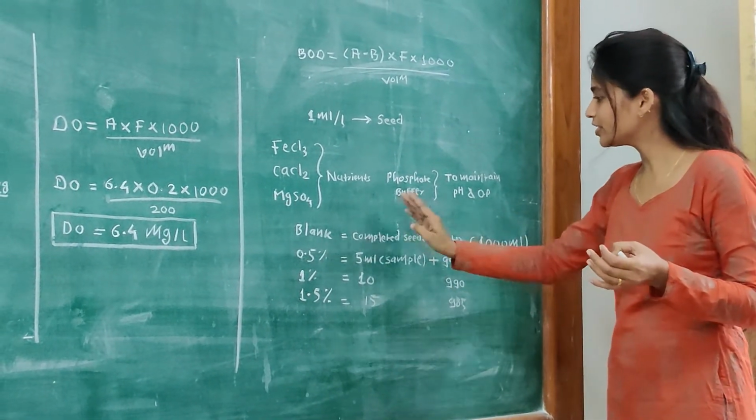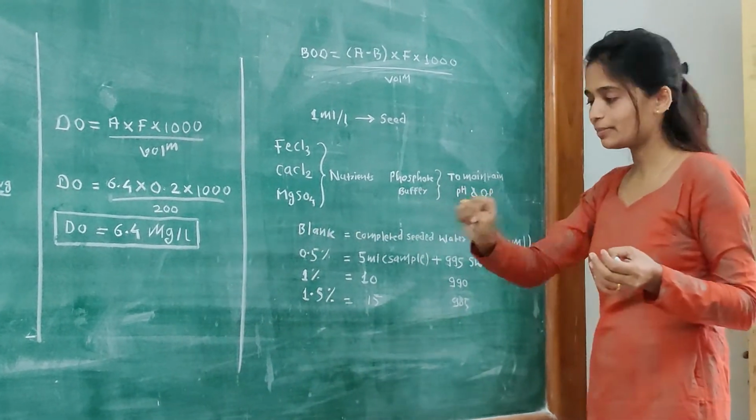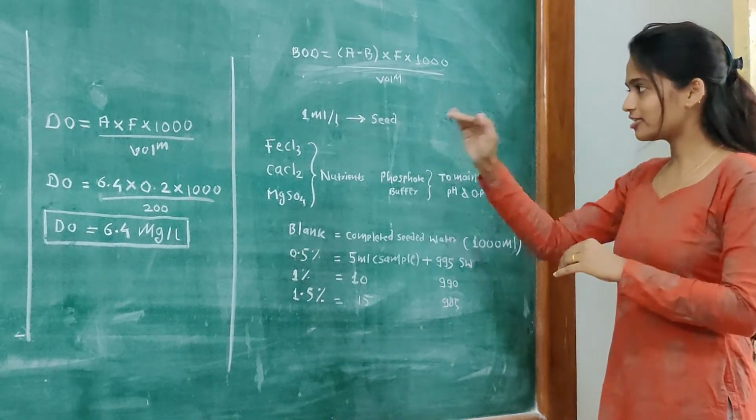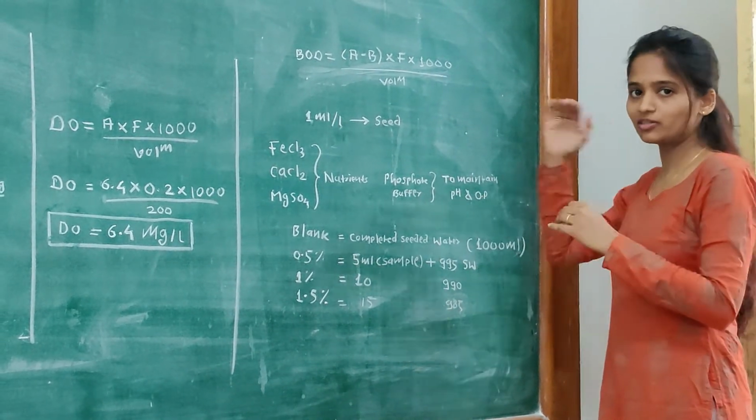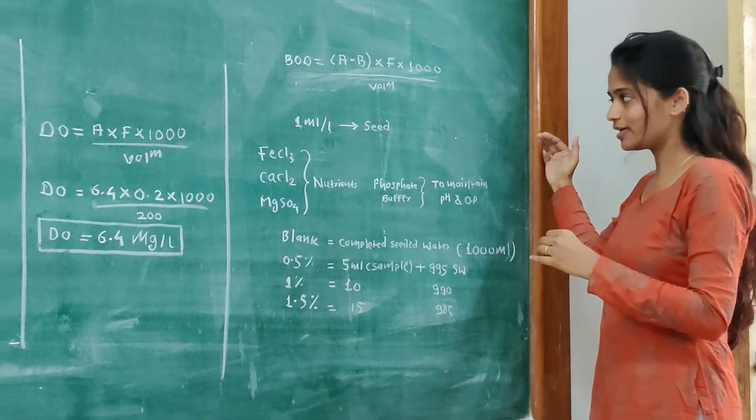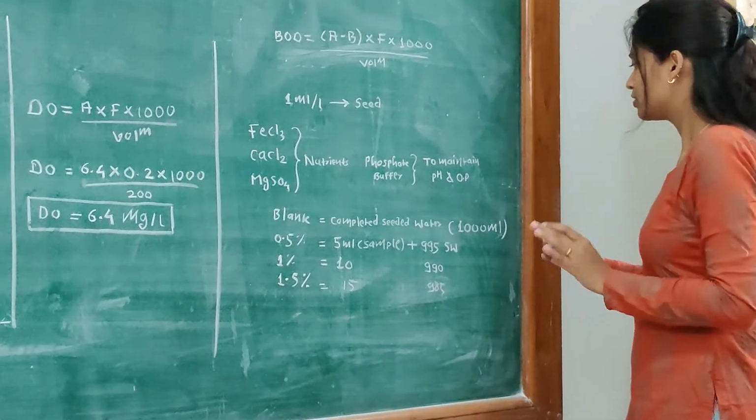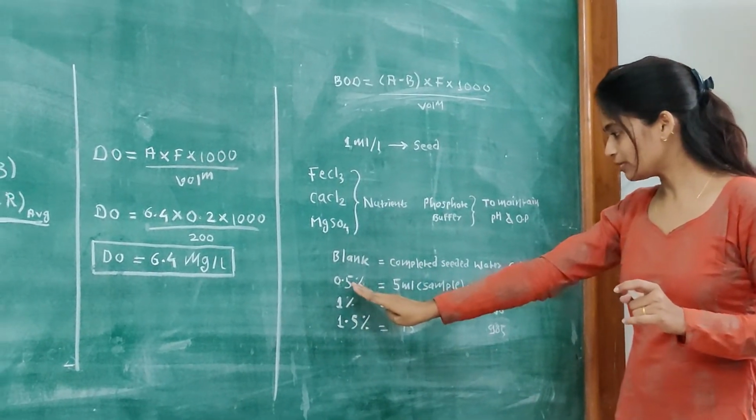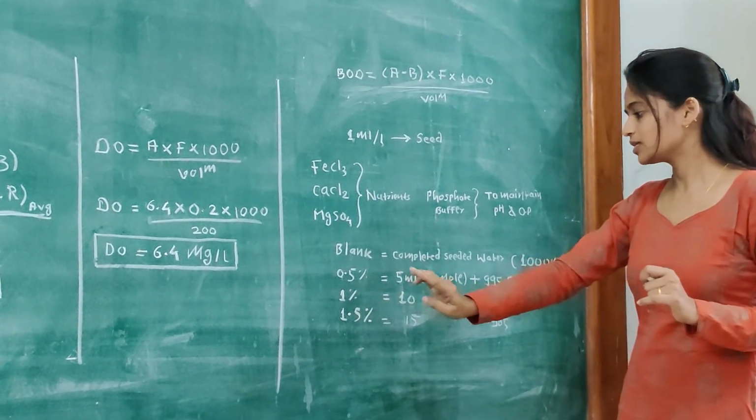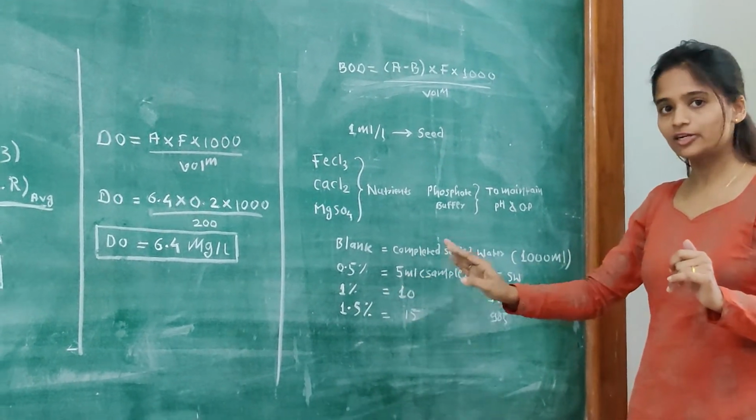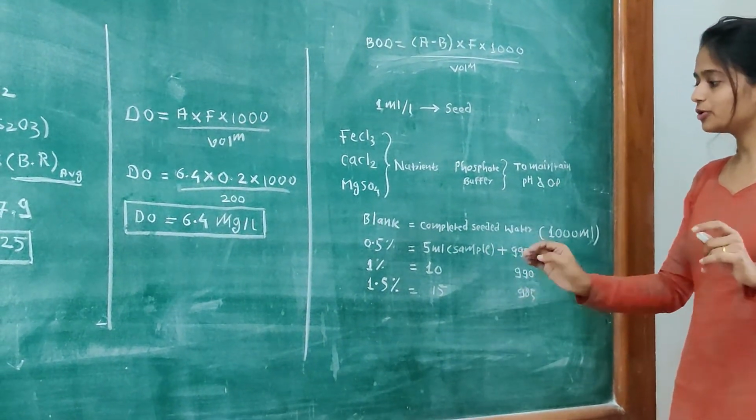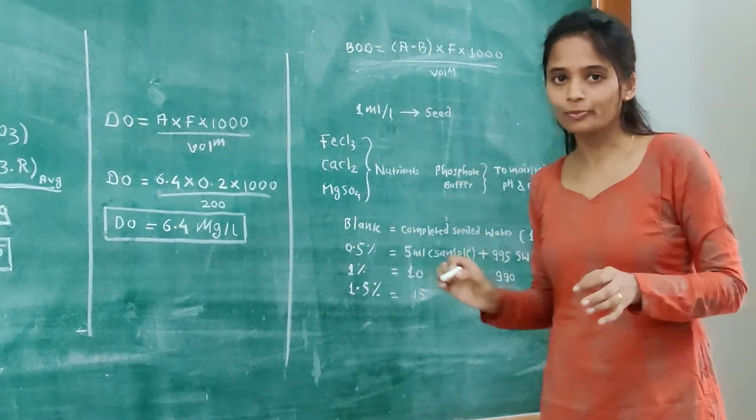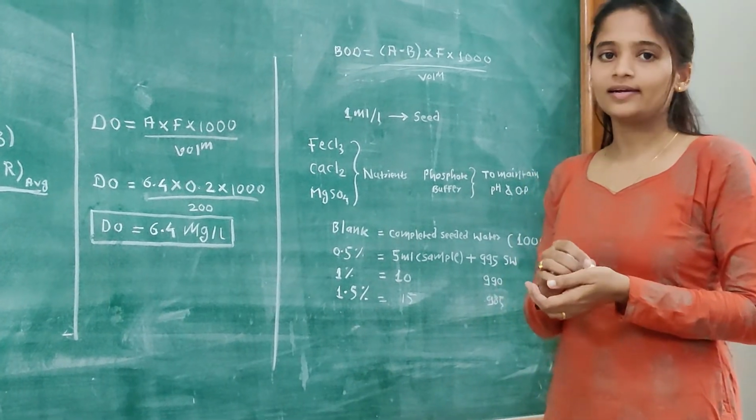Similarly we need to perform it for the blank, and the blank is completely seeded water, that is 1000 ml of seeded water, transferred into 3 DO bottles, 300, 300, 300. Now you have 3 blank, 3 of 0.5%, 3 of 1%, and 3 of 1.5% DO bottles. We will keep all these bottles in an incubator which is set at 20 degrees centigrade.